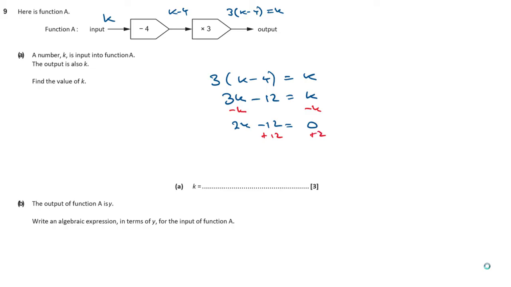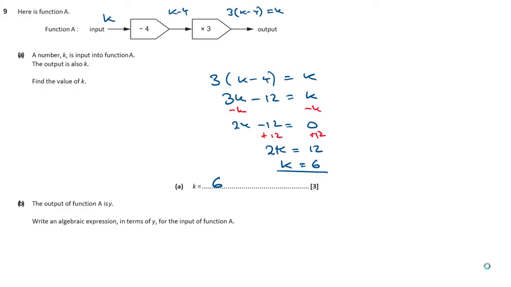So that's going to give me 2k is equal to 12. So k is equal to 6. K is 6.